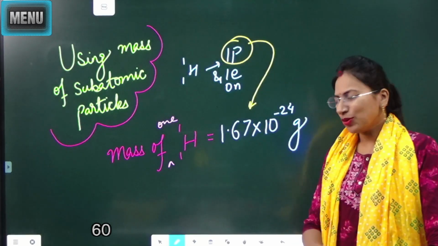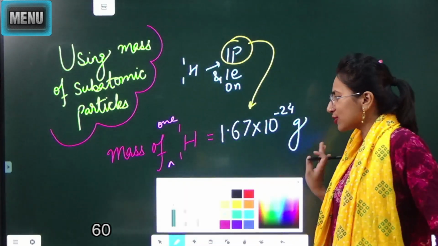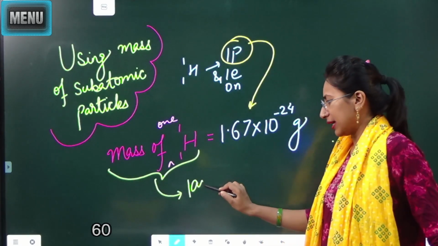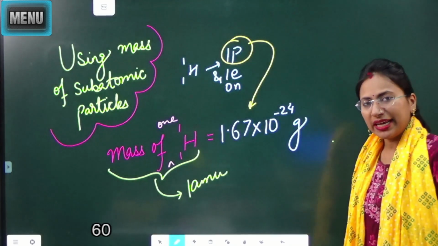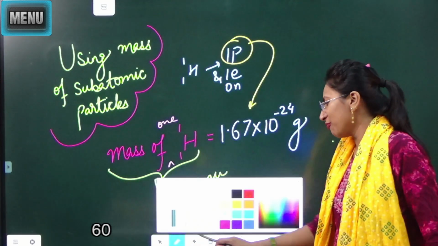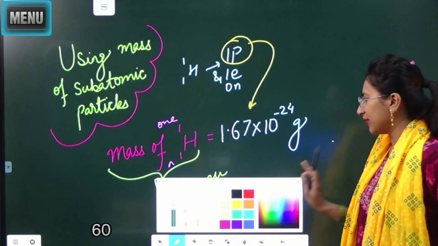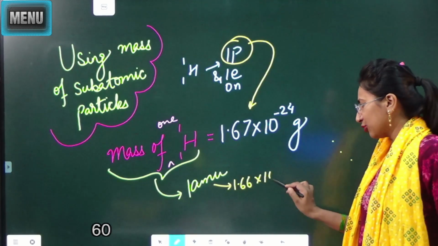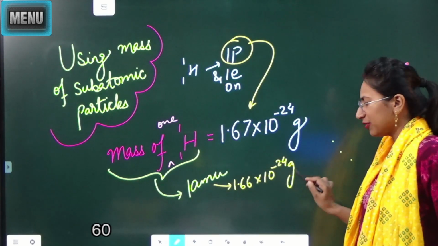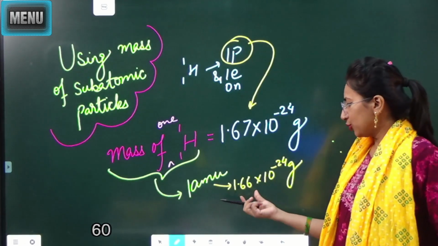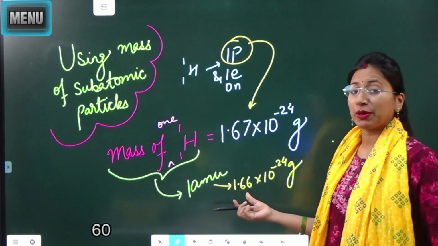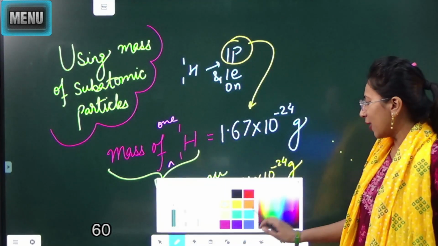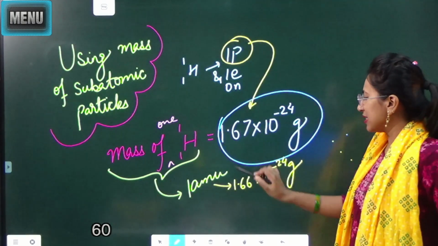Now, in terms of AMU, we use the value as 1 AMU. Interestingly, the value of 1 AMU, if you write it here, it will have 1.66 into 10 to the power minus 24 gram. If you approximate the value to two decimal places, it will come out as 1.66 into 10 power minus 24 gram. So it is clear now there is slight difference in these two values.